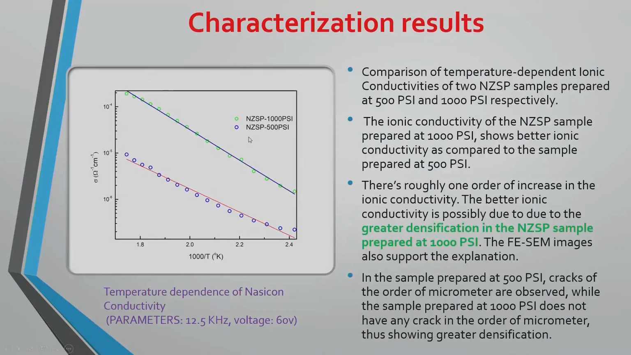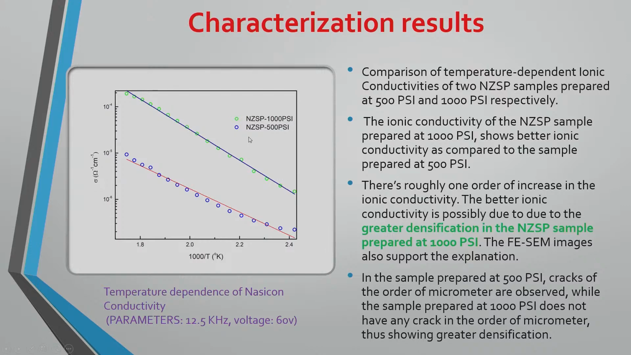So here come the characterization results. We can see that there are two plots we have made. One was under a pressure of 1000 psi and the next was under 500 psi. At 1000 psi, we can see a greater conductivity, which is mostly because applying more pressure leaves fewer gaps between the samples.